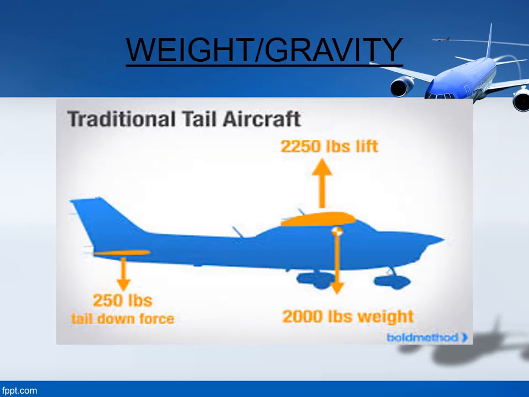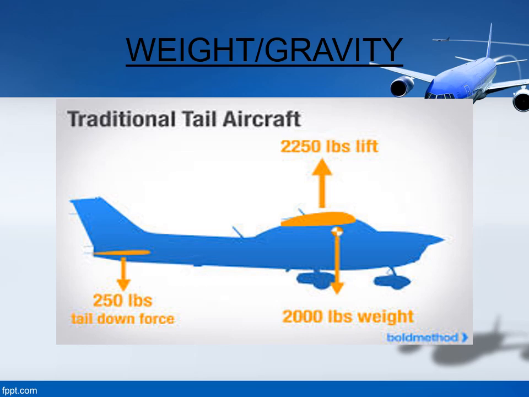Last but not least is weight. Weight is the combined load of the aircraft itself, the crew, the fuel, and the cargo or baggage. Weight is a force that pulls the aircraft downwards because of the force of gravity. It opposes lift and acts vertically downward to the aircraft's center of gravity.